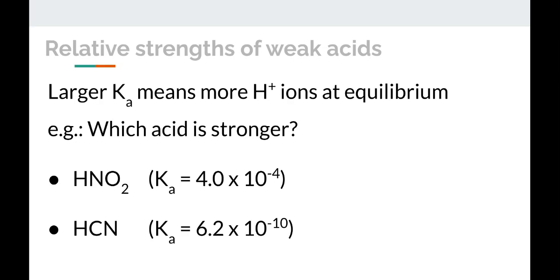So thinking about these two in comparison, 10 to the minus fourth is a way bigger number than 10 to the minus 10th. So of these two acids, HNO2 is going to produce more H+ ions at equilibrium than HCN. In other words, it's a stronger acid. They're both weak acids. They're not absolutely strong like the 6 strong acids, but HNO2 is stronger than HCN based on these numbers.